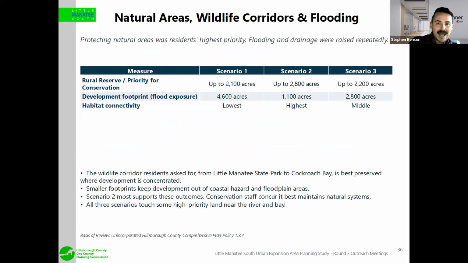Looking at just a couple of those areas in more detail, the natural areas, wildlife corridors, and flooding. Again, we ranked each of the scenarios as best as we could based upon how that could be measured, both using the rural reserve priority for conservation place type, as well as overall development footprint as a proxy for flood exposure, as well as habitat connectivity, looking at the wildlife corridors that could be reconnected.